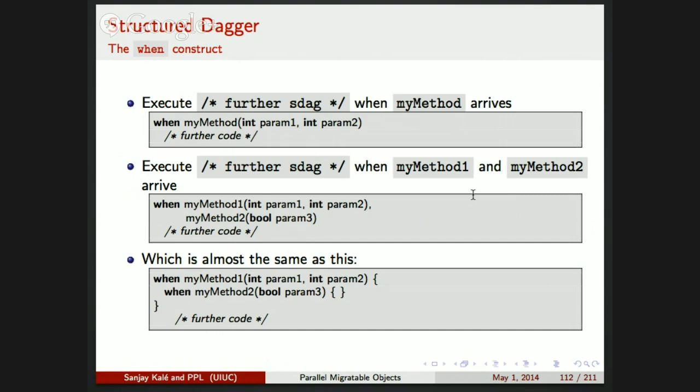So now the runtime system, when it receives method 1, if it still hasn't received method 2, it'll still return control to the scheduler. And then once all of these dependencies are satisfied, it'll say, okay, I have all the methods I need, I can continue with whatever I was supposed to continue. Which, again, is the same as, when my method 1 is called, wait for my method 2.